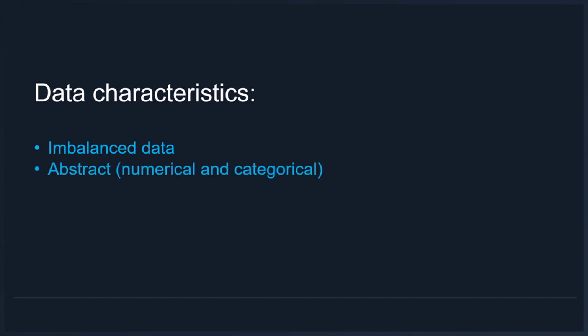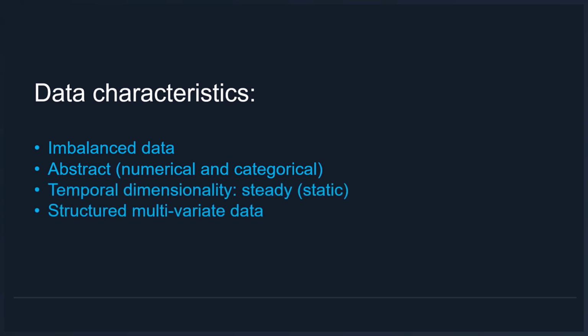So what about the data characteristics of this paper? Well, it's imbalanced data due to the imbalanced nature between positive and negative classes. It's abstract data consisting of numerical and categorical data. It's static data where time is not even a factor. It's structured multivariate data due to the presence of many features, reaching about 630 features in one of the datasets used. And it's scalar data, just the measurements of the attributes without any directions.